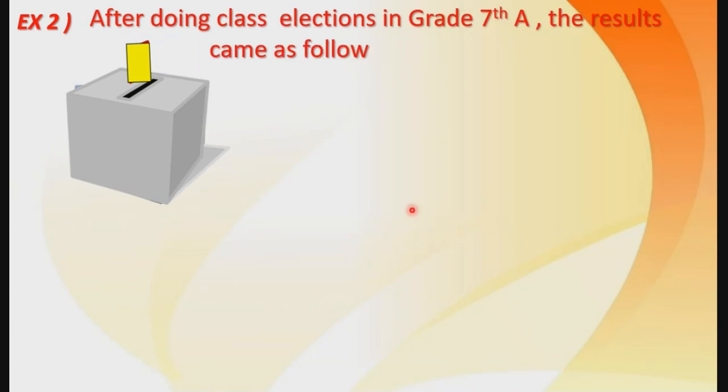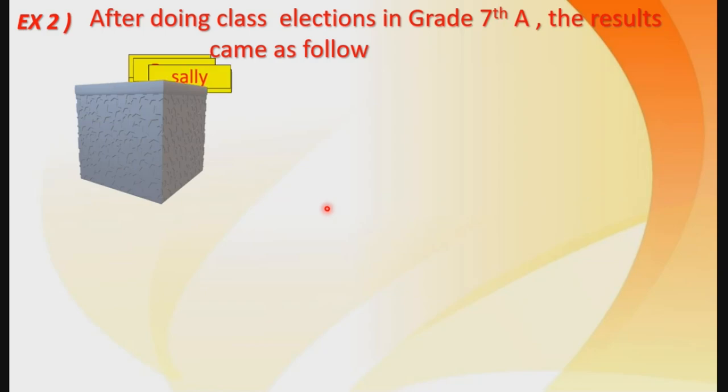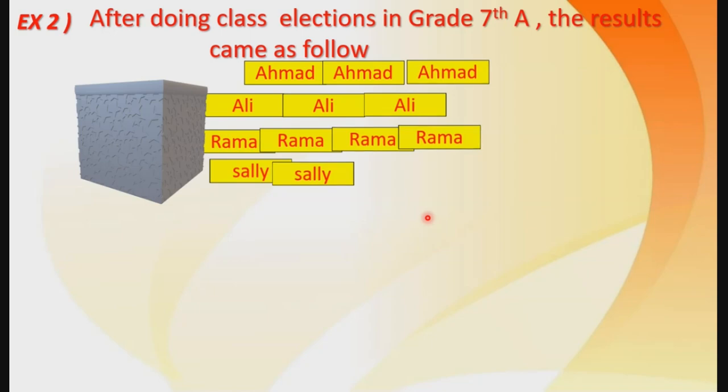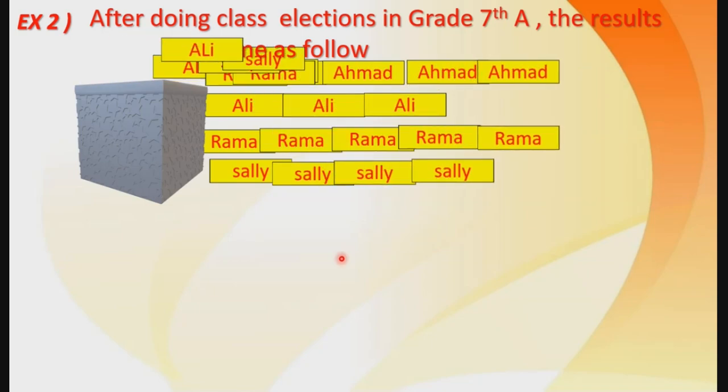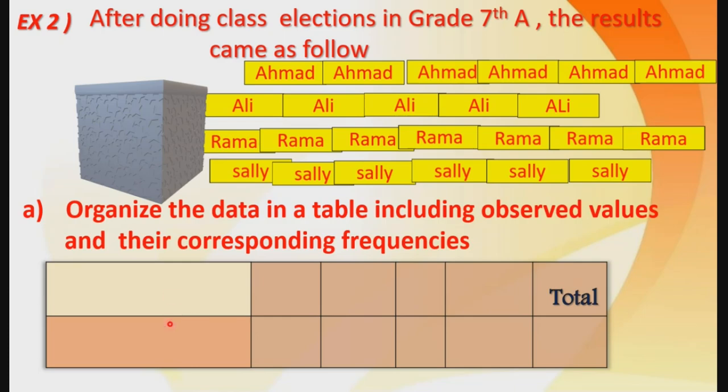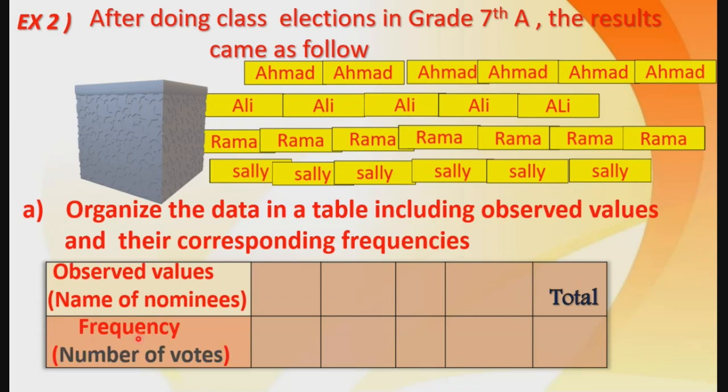The last exercise. After doing class elections in grade 7th A, the results came as follow. Some students voted for Ahmed, some voted for Ali, some voted for Rama, and some other students voted for Sally. Now, can you organize the above data in a table including observed values and their corresponding frequencies? Yes, we construct a table consisting of two rows. In the first row, we write the observed values assumed by the character, which represent here the name of the nominees. In the second row, we write the frequency, which represent here the number of votes.